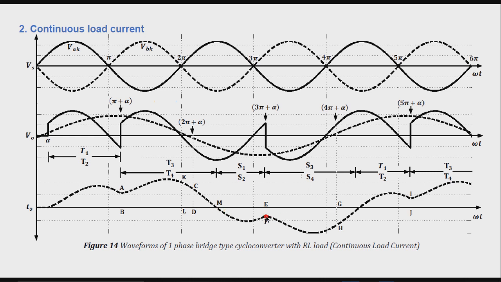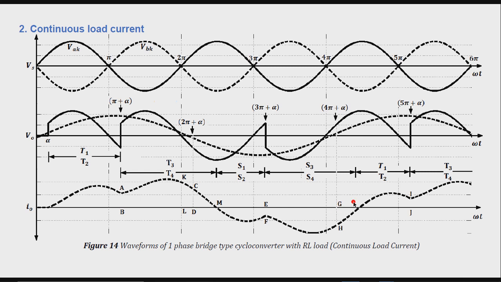Now S1 and S2 are commutated as S3 and S4 are triggered at omega t equal to 3 pi plus alpha. So here we have to trigger S3 and S4. Before that, S1 and S2 are commutated. By triggering thyristors S1 and S2, the load current becomes more negative than EF.